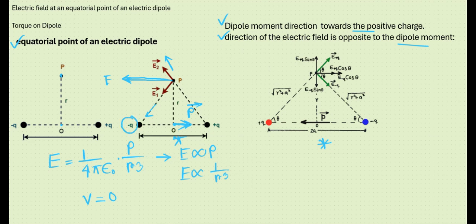Here the negative charge is taken at the left side and the positive charge is taken at the right side. Here the positive is here and the negative one is here. In that case, obviously the dipole moment will be towards the positive direction mentioned, and obviously opposite, the electric field will be in this direction and potential will be 0.